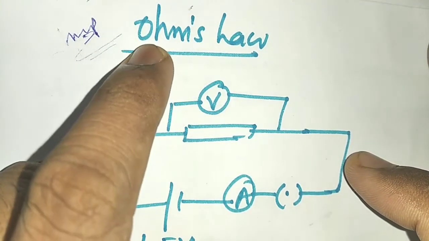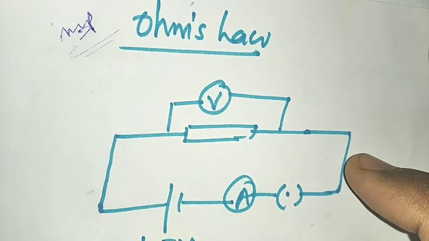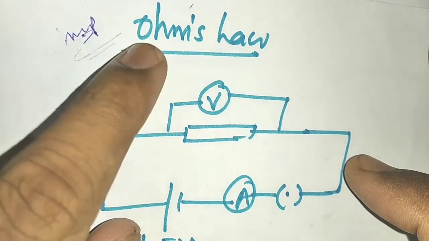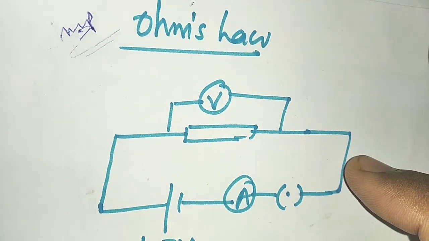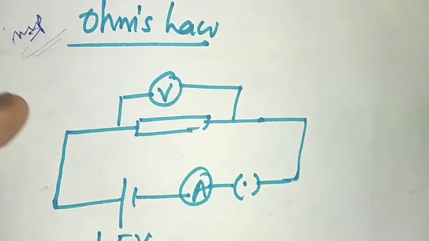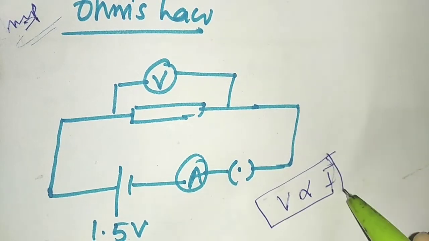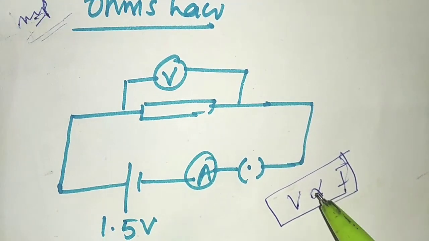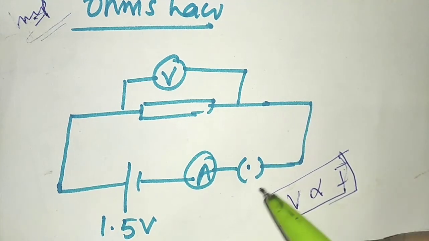See here, students, the scientist George Ohm, who was from Germany, said that whenever a potential difference is applied across a conductor, the current flowing through it will be directly proportional to the potential difference. Across the conductor, the current flowing through it will be directly proportional. Fine.